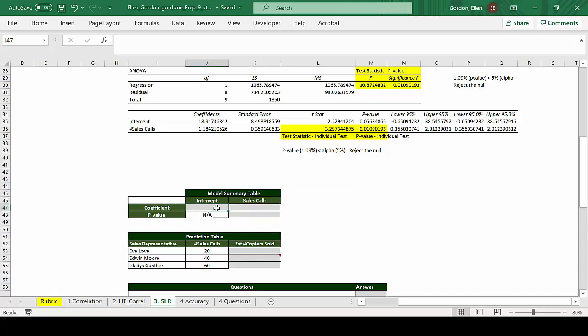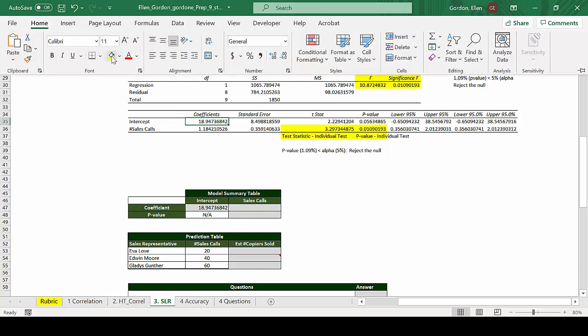This cell right here asks for the y-intercept, and you can find the y-intercept right here, 18.947. And in a little bit, I'm going to talk about what all the numbers in the model summary table mean. But for now, we're just going to reference them. So this is the y-intercept. I'm going to give it a fill.